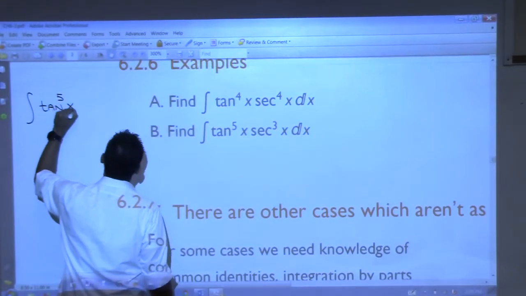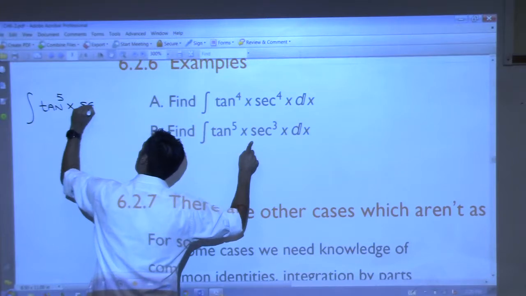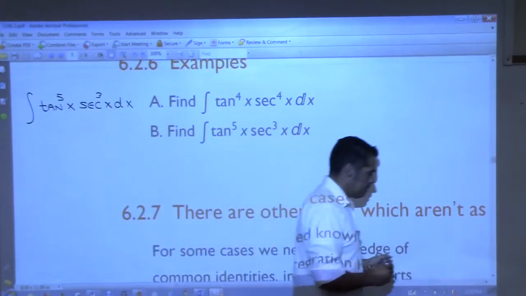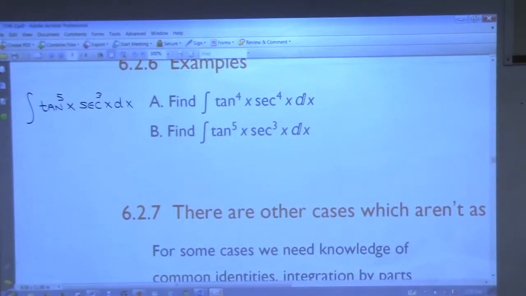Tangent to the fifth, secant cubed. How are y'all feeling? Are y'all tired? This has been a long week? Yeah.